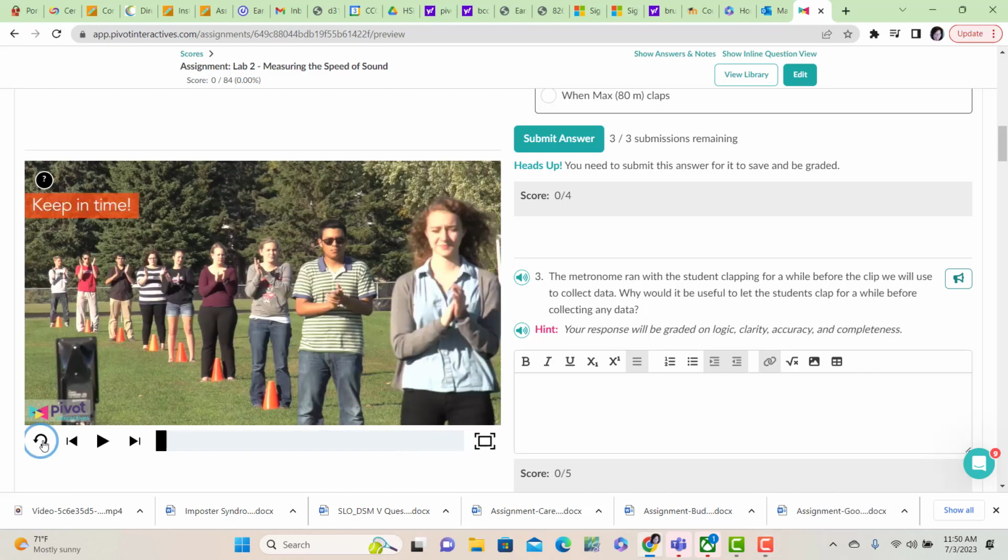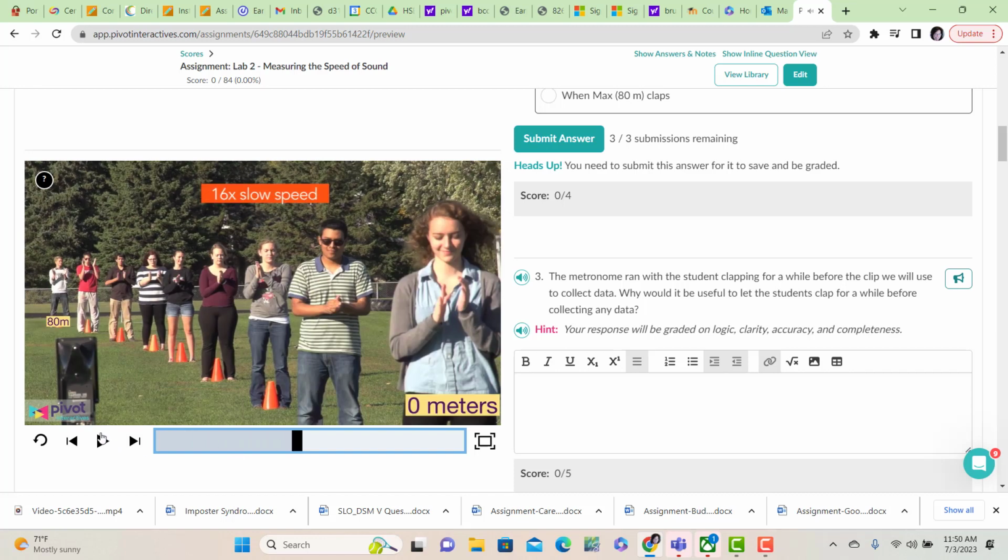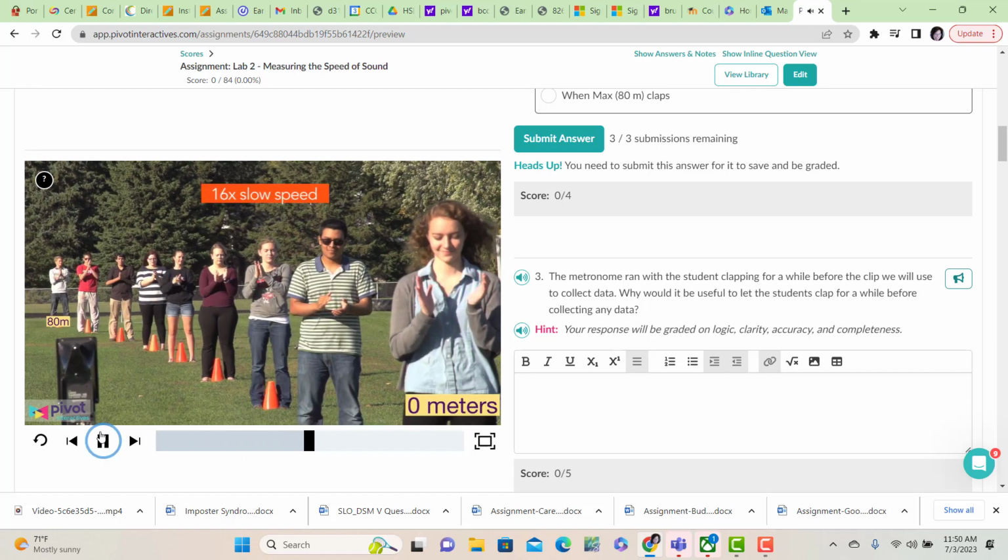All right, in lab 2, you're going to be measuring the speed of sound. And to do that, you're going to have a couple of videos where you watch a group of band members. They're spaced 10 meters apart, with Emma being the first person, who is right next to the metronome. So they'll have the metronome sounding, and they're going to try to clap in sync with it. And as you watch that video, you're going to notice that at some point, they start to not clap in sync with each other.